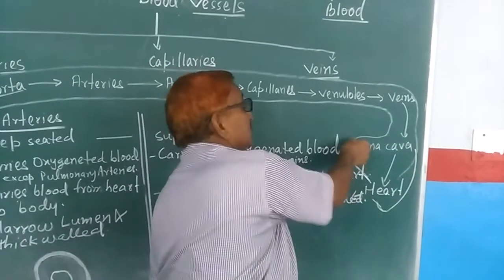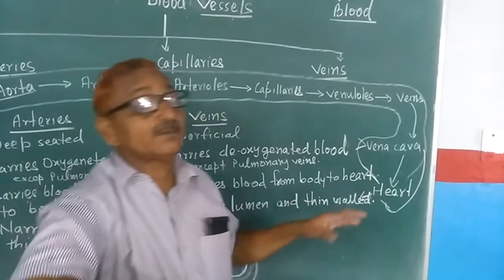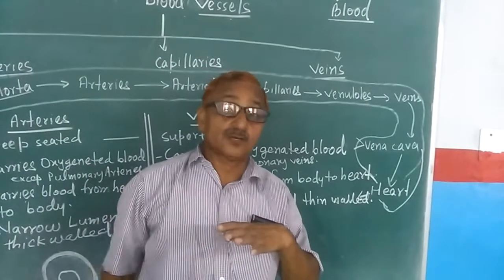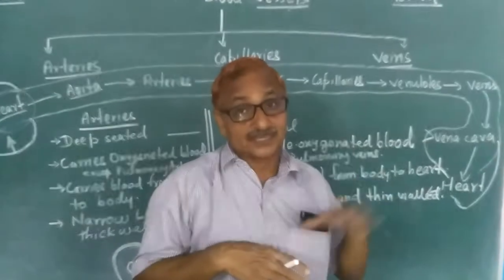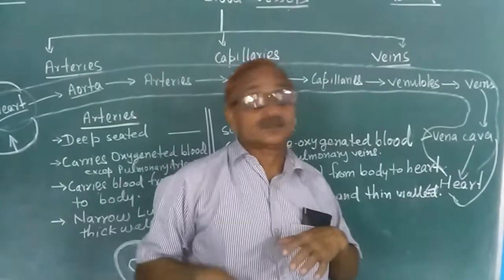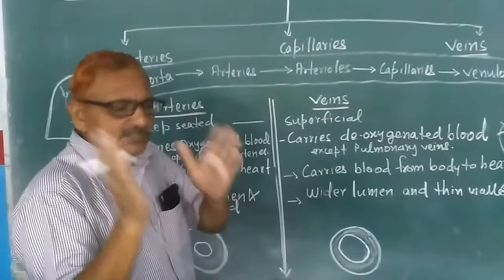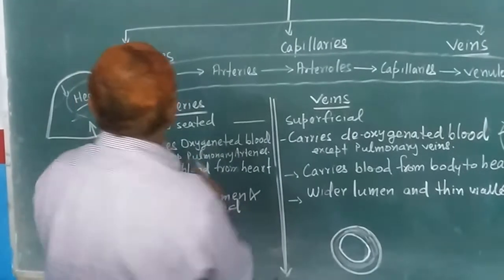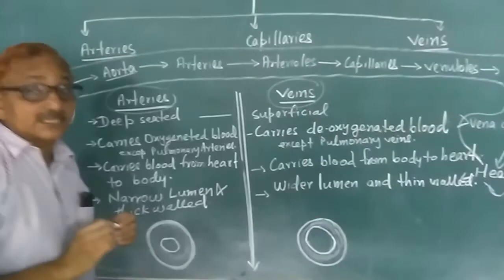We have two types of vena cava, inferior and superior. The inferior vena cava brings blood from the lower portion of the body to the heart, and the superior brings blood from the upper portion. In this way, when we differentiate, and this is a very common question asked in the board examination, differentiate between arteries and veins. Many times this question has been asked.